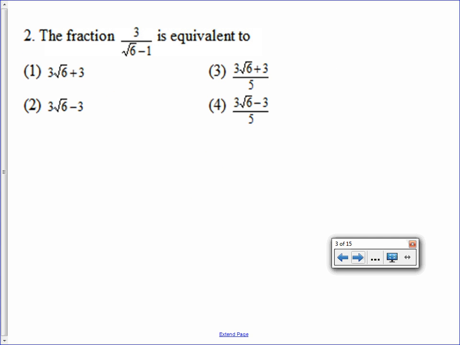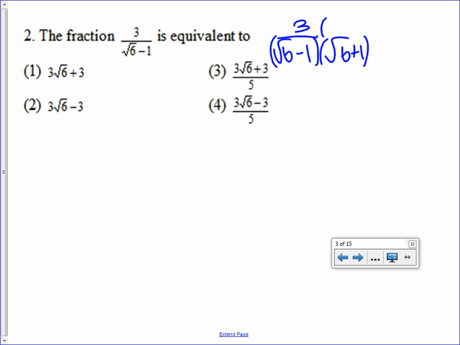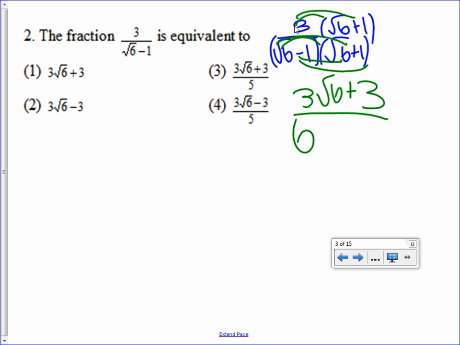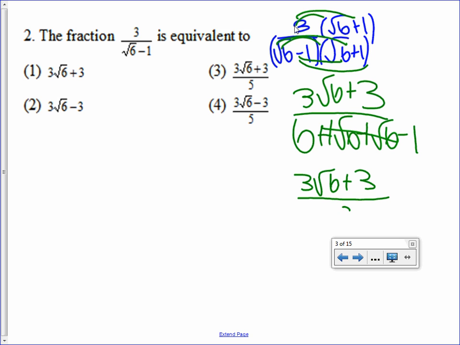Number 2, I can't have a radical in the denominator, so what I do is multiply by the conjugate. And remember, the conjugate means switch the middle sign. So I multiply by radical 6 plus 1. On top, I distribute. I get 3 radical 6 plus 3. On the bottom, I FOIL. 6 plus 1 radical 6 minus 1 radical 6 minus 1. My plus 1 radical 6 and my minus 1 radical 6 cancel out. They always will, because the conjugate always cancels. 6 minus 1 is 5.